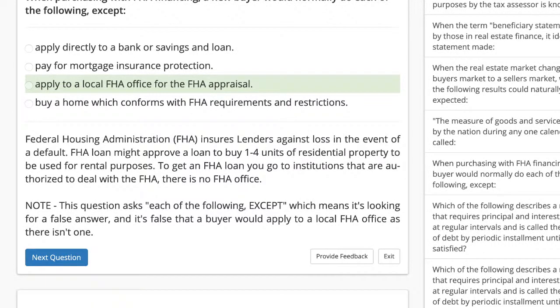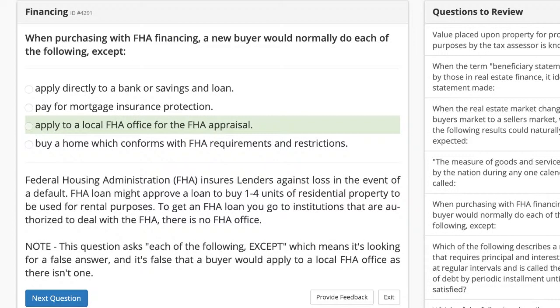All right, you would not do that. FHA is insurance for the lenders. They don't actually make loans. Does everybody get that? So when people get an FHA loan, they're not actually getting a loan from the FHA. When you get an FHA loan, that means you're getting a loan that is insured by the FHA. Does everybody got that?